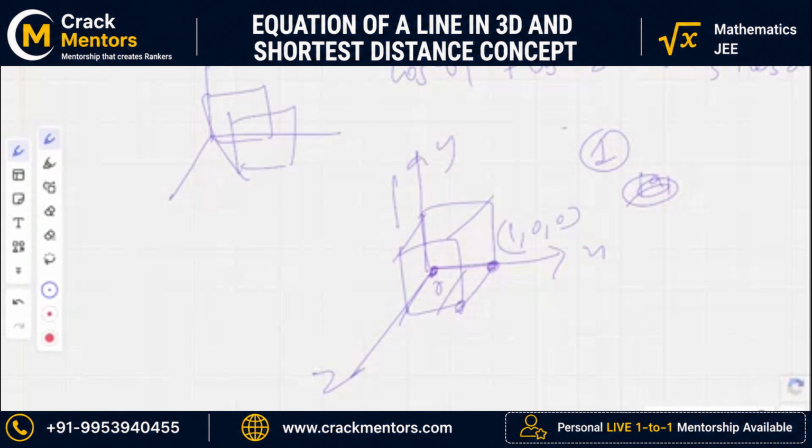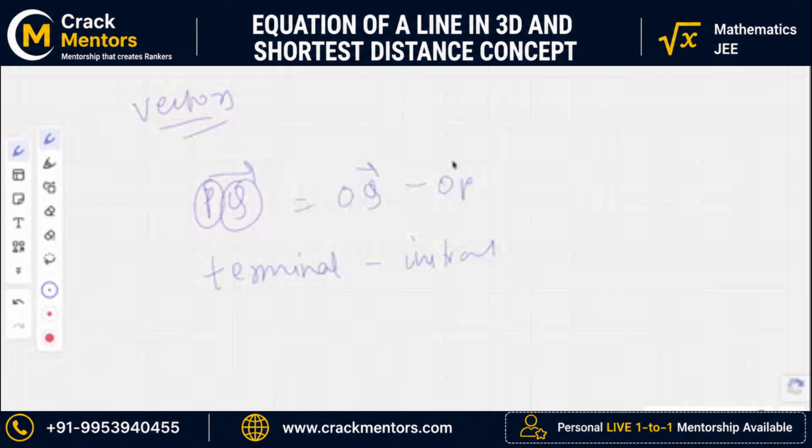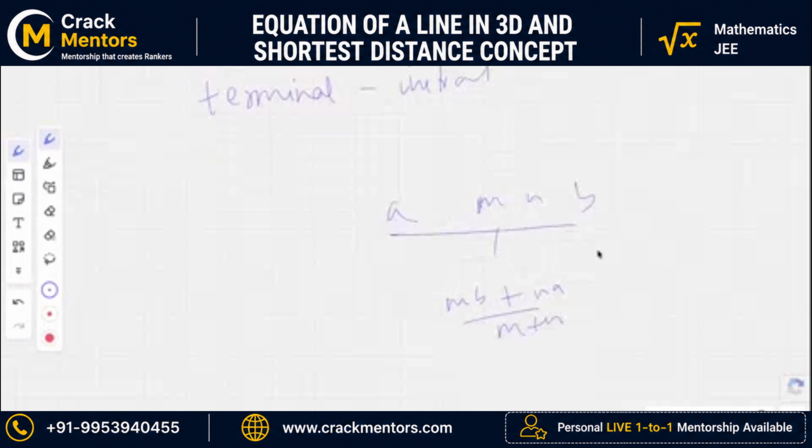Okay, now vectors. So basic things, PQ, right? This is final, this is initial. You always write it like terminal, which is final, minus initial. So here the terminal is Q, so you'll write that as OQ vector, O is the origin, minus OP vector. Correct. And also here you would have the section formula, right? Same thing, MB plus NA upon M, for external division you can write it.